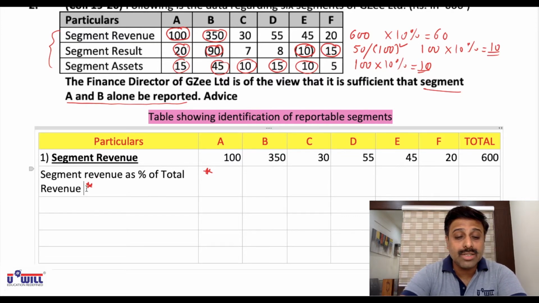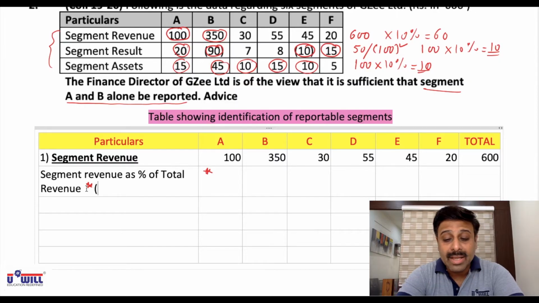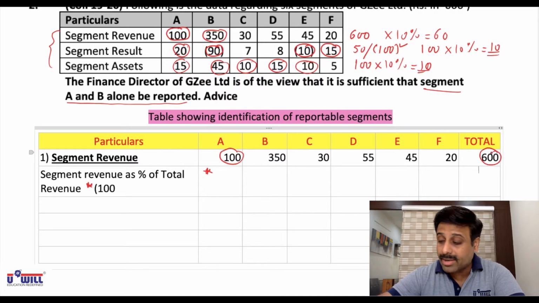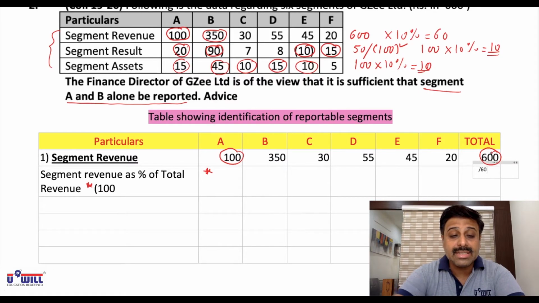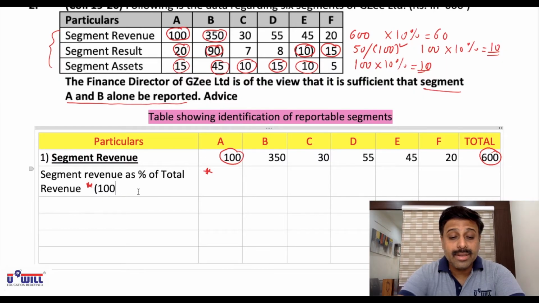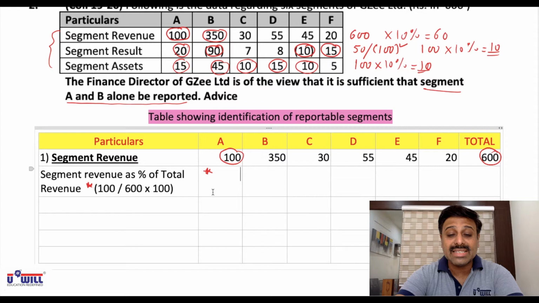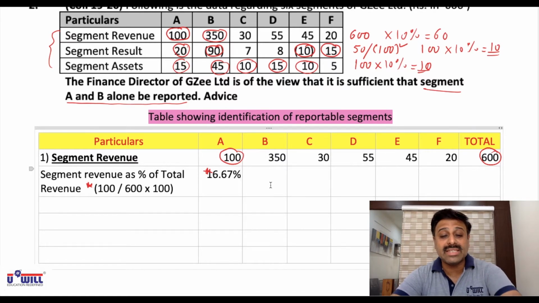Segment revenue as percentage of total revenue. Show this in bracket: 100. See, what is the figure? 100 divided by 600. Okay, 100 divided by 600, into 100 to obtain it in percentage. Do it in the calculator: 100 divided by 600 into 100. Do you all get 16.67%? 16.66 is recurring, means 16.67%.